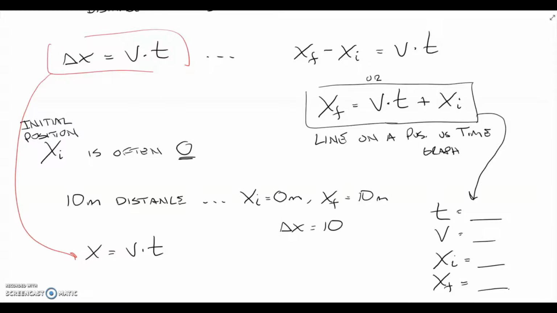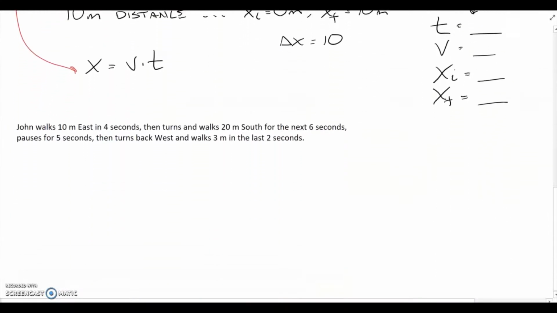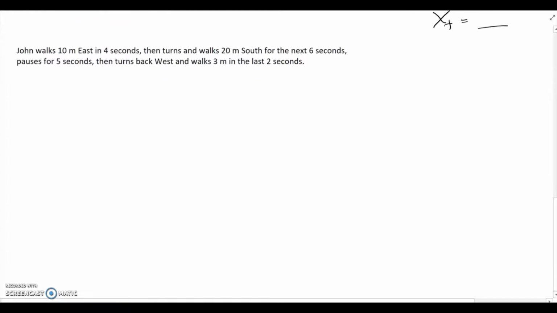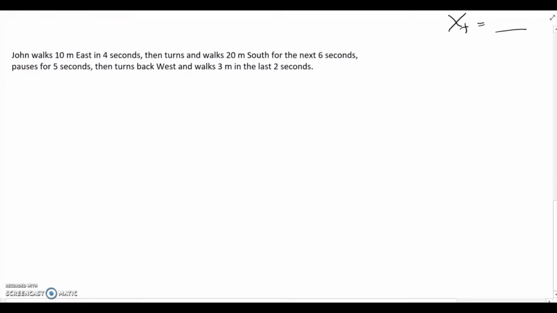All right, so let's look at a quick example and answer some questions related to this. This is a typical example you might see with one-dimensional motion. John walks 10 meters east for 4 seconds, then turns and walks 20 meters south for the next 6, pauses for 5 seconds, then turns back west and walks 3 meters in the last 2 seconds. Well, let's draw a picture, right? What's challenging about this is there's 4 different motions. Each motion is its own one-dimensional problem, right?